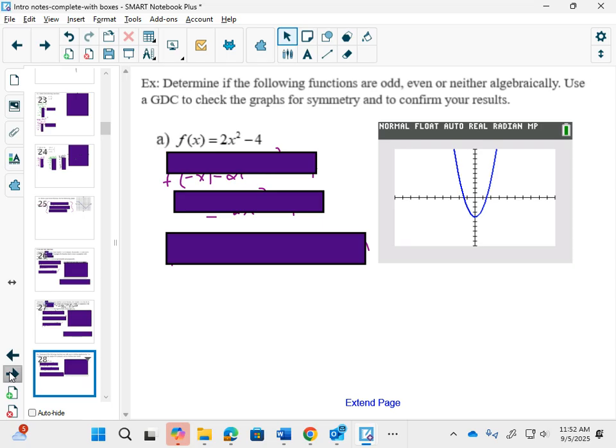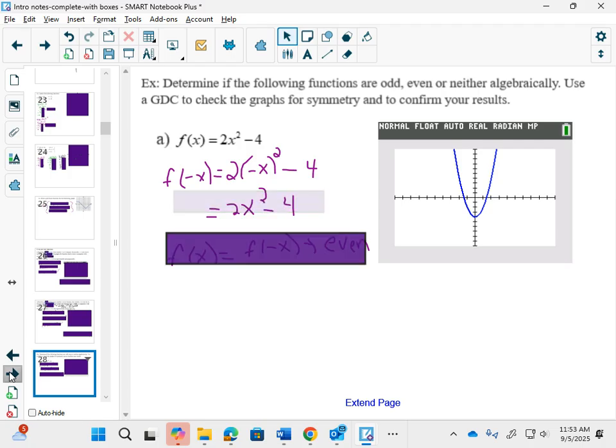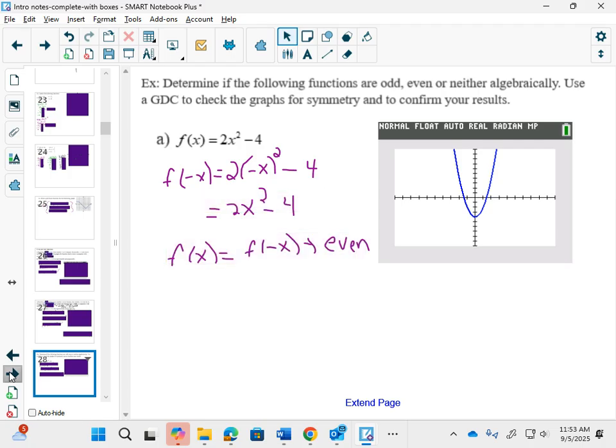Yes. So this is going to be even. If we want to show it algebraically, then we would check f of negative x: plug in that negative x and see if I get the equation that I started with. I do, which I could already tell from my graph. So I would know that it's even.